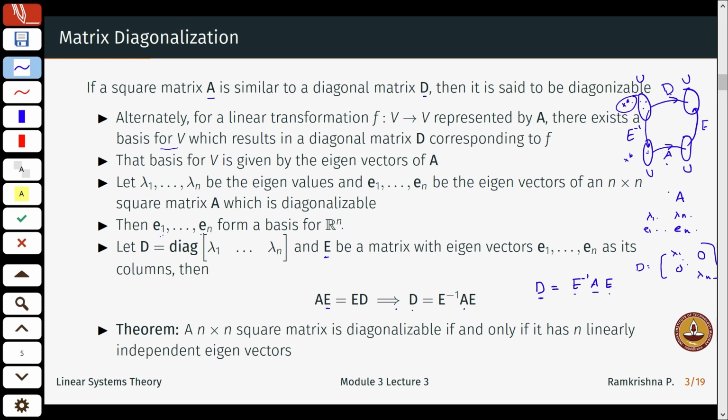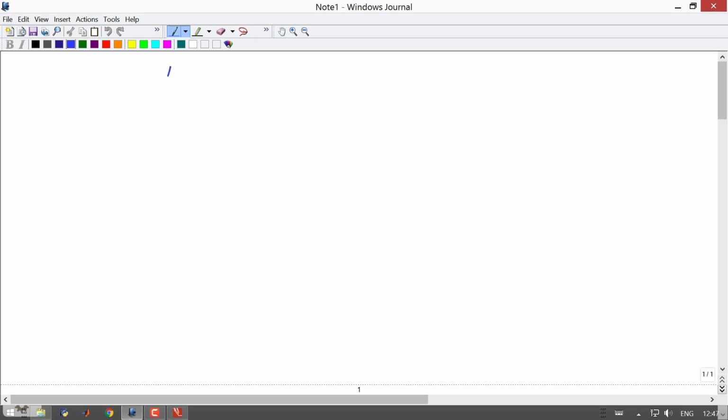So, let me just write down in simple terms in coordinates what it means here. What I had earlier was A times E is E times D. Okay. A is given to me, I want D to be such that all its diagonal elements are the eigenvalues, or well, they need not be distinct all the time. They are the n eigenvalues. And what is the E? Then I claim that E is the set of eigenvectors E1 to En, which also form a basis for Rn.